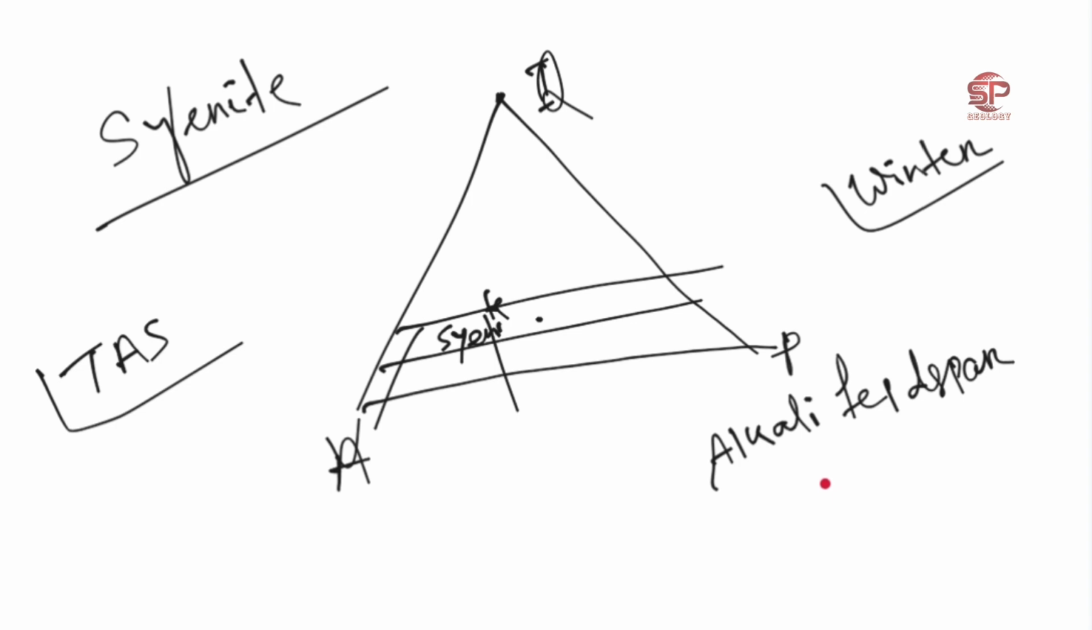So basically, syenite is a plutonic igneous rock, which is highly enriched in alkali feldspar content. Okay, that is syenite. So in case of syenite, you can classify syenite. How? How can you classify syenite? You already know that.